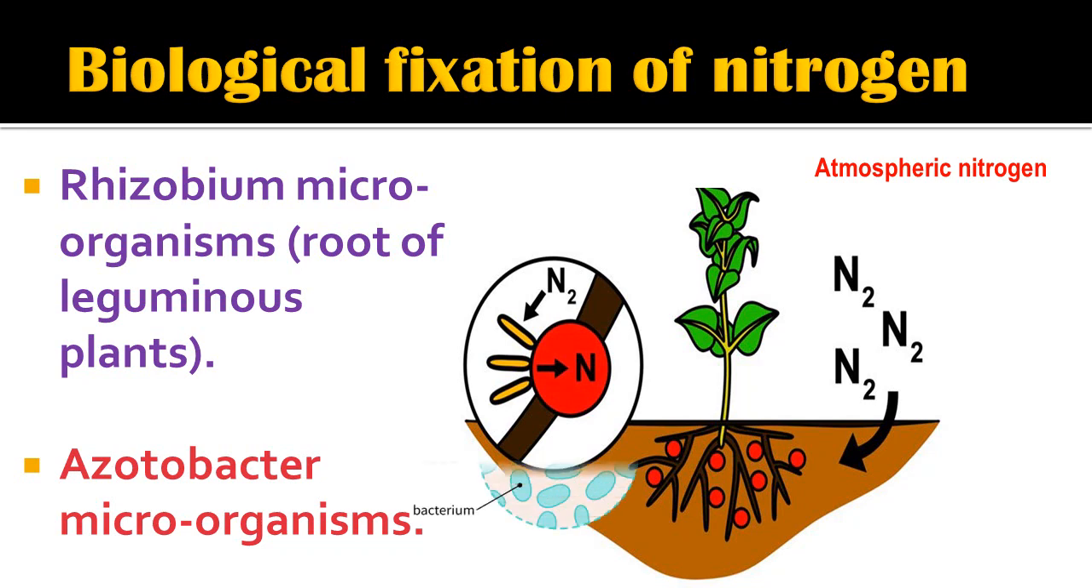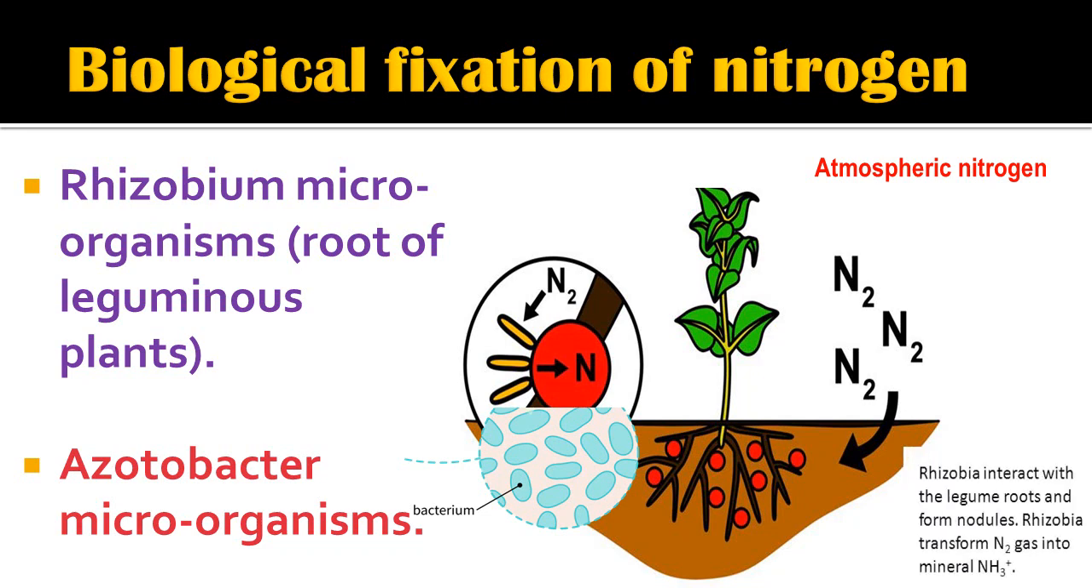Okay, so root nodules of the leguminous plants contain the rhizobium microorganism, and these microorganisms, just now I have shown the bacterium. So these bacteria are rhizobium microorganisms. These microorganisms absorb atmospheric nitrogen and convert it into nitrate. So rhizobia or rhizobium microorganisms interact with the legume. You can see the red circles, small little pods, beans. So these are the legume roots.